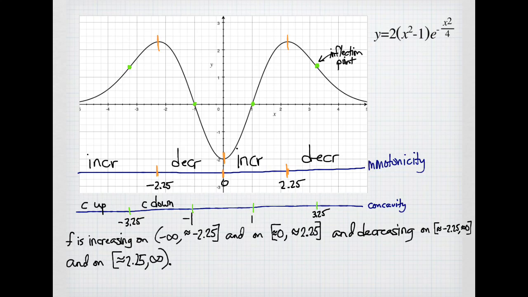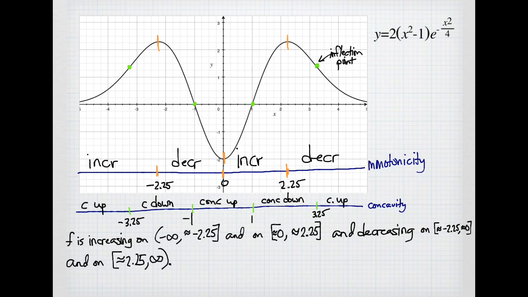And again, we would describe the function by saying it's concave up on each of the intervals in which it's concave up. So it's concave up from minus infinity to negative 3.25, and again on this interval from negative 1 to 1, we're concave up. It then switches to being concave down from 1 to approximately 3.25, and after 3.25 it switches back to being concave up.